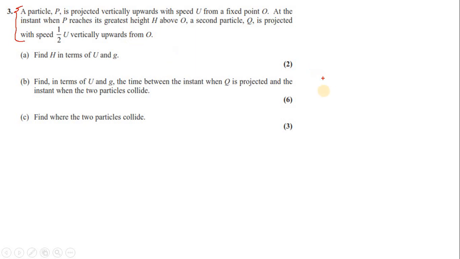So what is happening here? We have a ground, and this ground is O, and we are projecting particle P from the ground with initial velocity u. This particle is going up, clearly with decreasing speed, reaching some maximum height. So this is the maximum height of the particle, and this height is given as h.